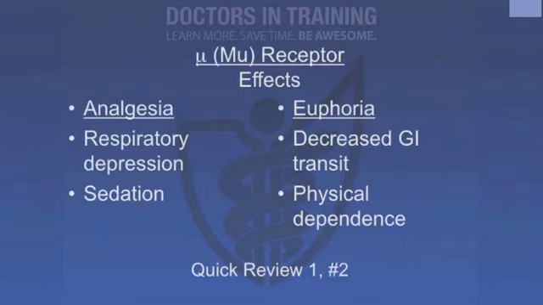Next question, what are the effects of the mu receptor activation? Well, you can get analgesia. That's the most common reason we would use an opioid. So analgesia is a mu receptor effect. You also get respiratory depression. So that's not what you're aiming for, but that's often a side effect of using opioids. Respiratory depression, sedation, euphoria, decreased GI transit or slow GI transit time, and physical dependence on opioids obviously is a big problem.